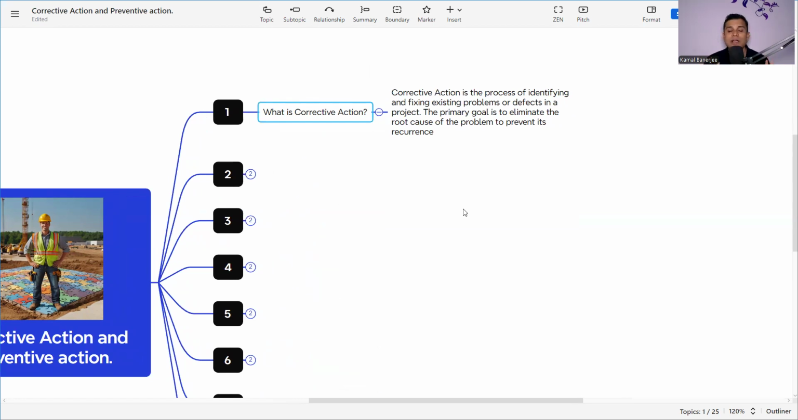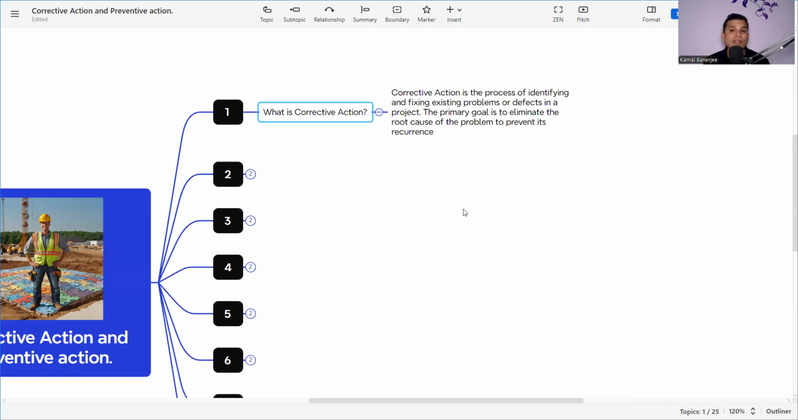Suppose we are doing concrete. Now, it is very common that we get cracks in the concrete. Whenever cracks arise, that means the problem is there. What is the problem? Cracks in the concrete. Now, we need to do the corrective action to fill the cracks. Maybe we need to use crack filler or epoxy filler, whatever it is, as per the situation or as per the crack width and crack depth. We need to take the action to fill the crack. That becomes the corrective action.